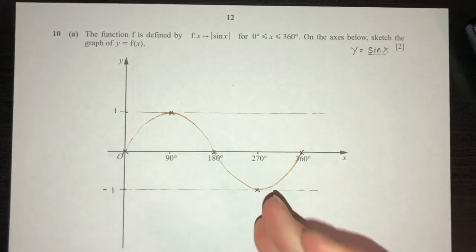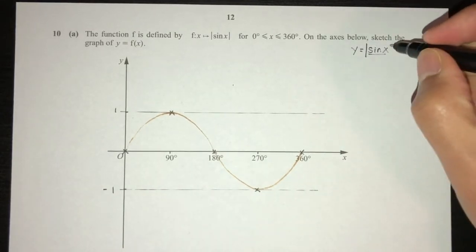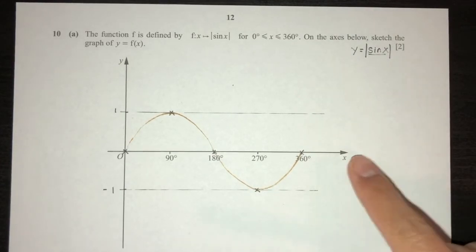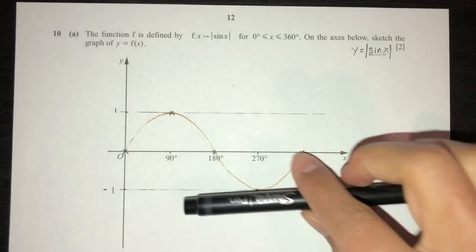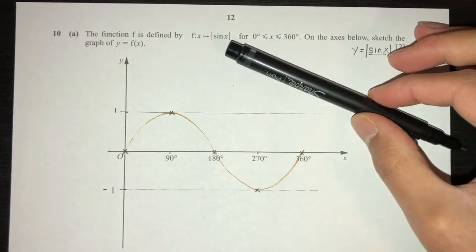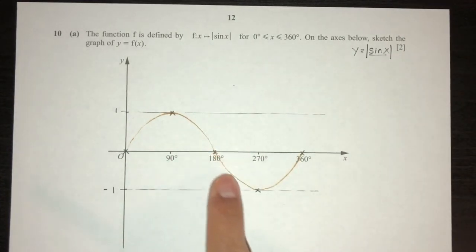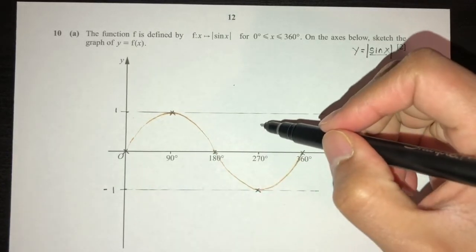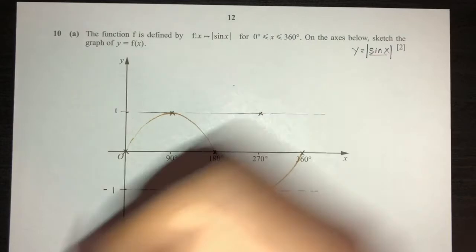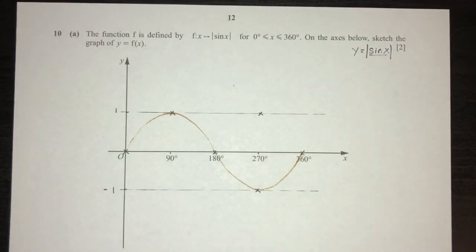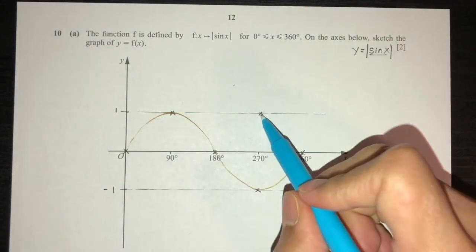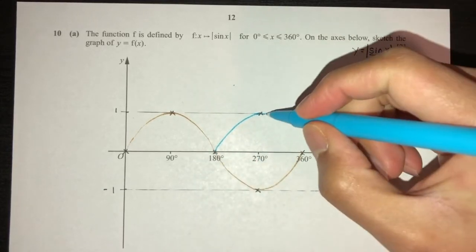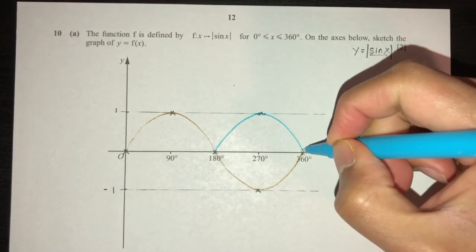So now we have to change this to modulus sine of x. So what does modulus mean? Modulus means everything which is below your x-axis will be going to the other side. So this shape which is below will be reflected on the other side. So we have to reflect. So this graph below will become this one. Okay, so that is your answer.